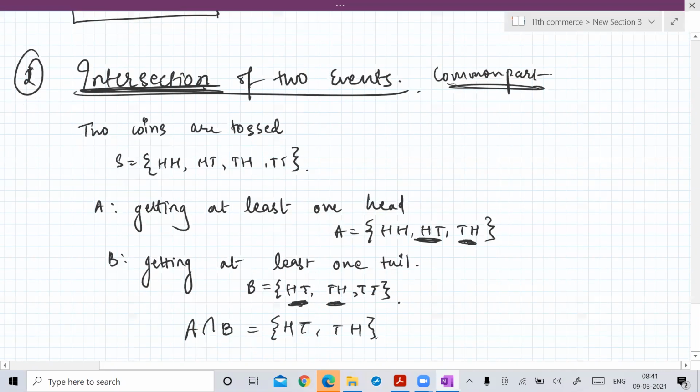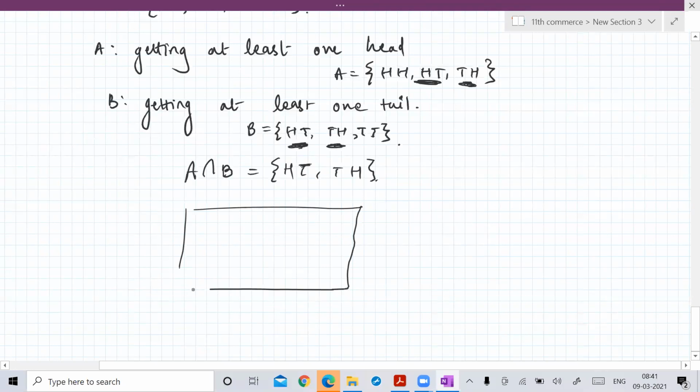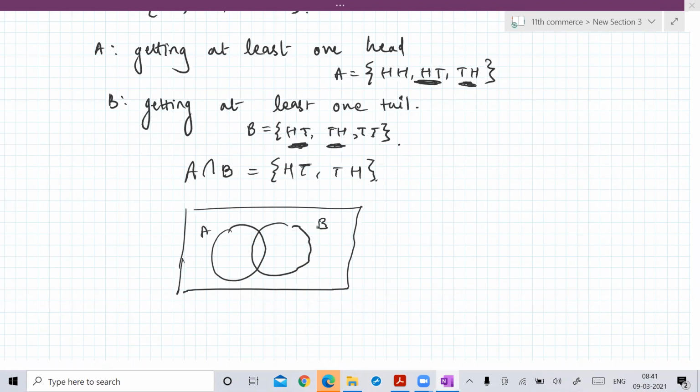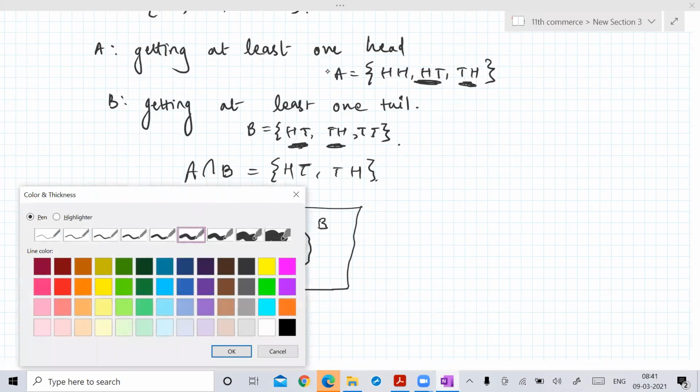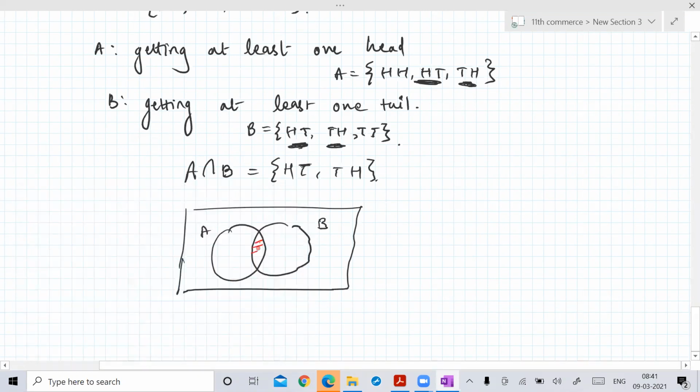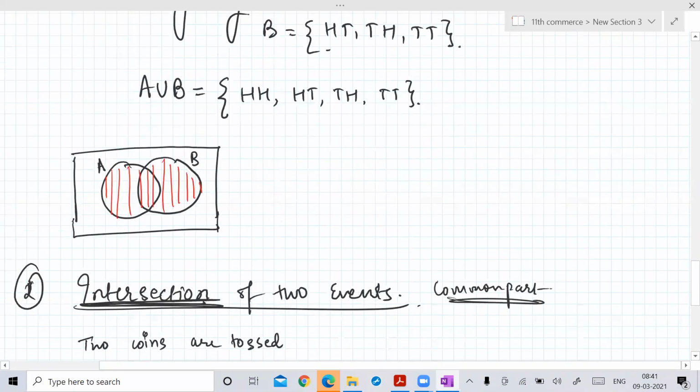All right. How can I represent this in terms of a Venn diagram? Previously we were talking about sets. Now we are talking about events. So this is the common part whenever you talk about intersection. This is A intersection B, and this is A union B. Okay.